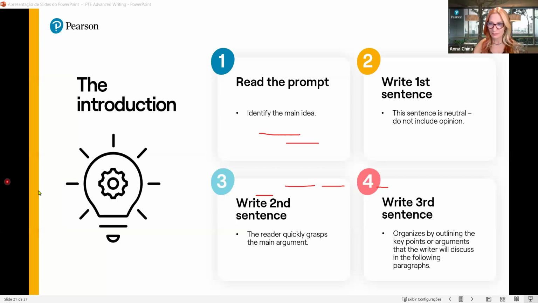Okay. So I'm looking at the timer and I know that we have to wrap this up. So the introduction: read the prompt, write the first sentence. Remember, this sentence is neutral, do not include opinion, because if not, you're already influencing the reader, but you want to draw the reader. Say, hey, reader, this is what you're going to read about. Then the reader quickly grasps the main argument from the second sentence. That's why you reword it, because the reader does not read the prompt. And then the third sentence organizes by outlining the key points and arguments that the writer will discuss in the following paragraphs.